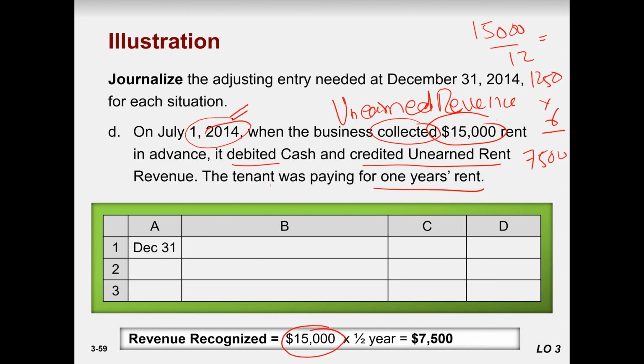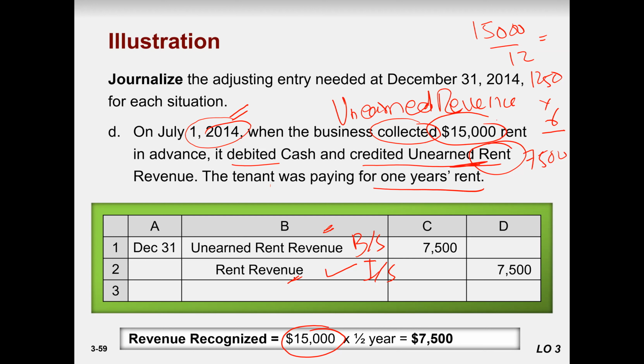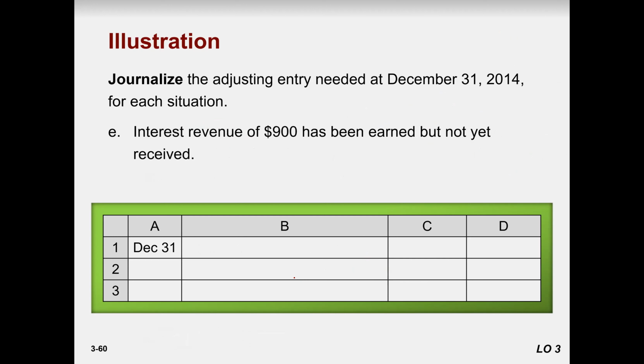Liability decrease, sales increase. So liability decrease means debit. So unearned revenue to revenue. So which revenue? Rent revenue. So unearned rent revenue to rent revenue. So this will go to the income statement, and this will go to the balance sheet. Decreasing the liabilities, and this will increase the sales. Understand, guys? Yes.